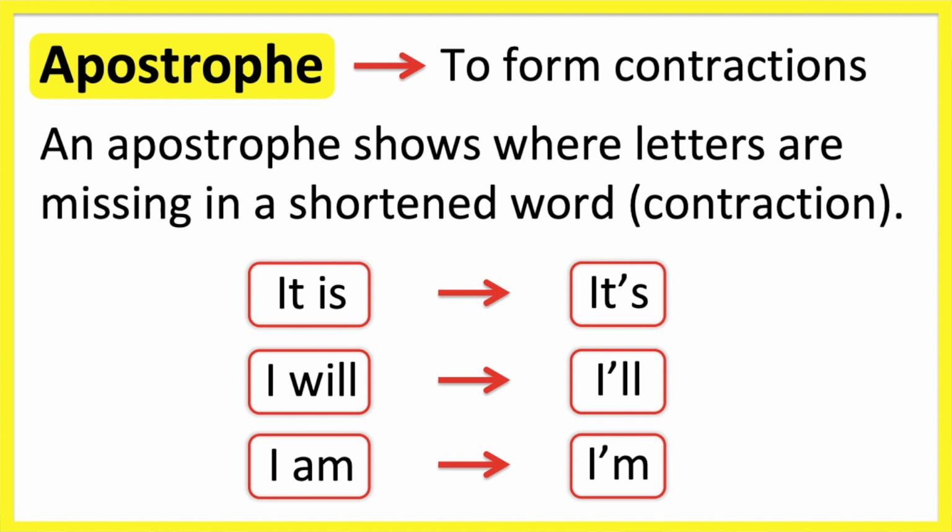There are formal and informal contractions. Formal contractions are used in both written and spoken English. Informal contractions are used in spoken English in informal settings. For example, when you're talking to friends or family. Native English speakers often use informal contractions in everyday conversations. Let's go through some examples.